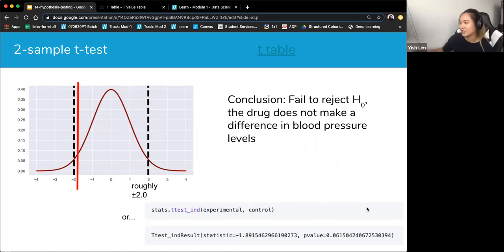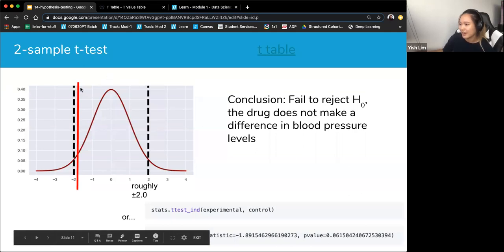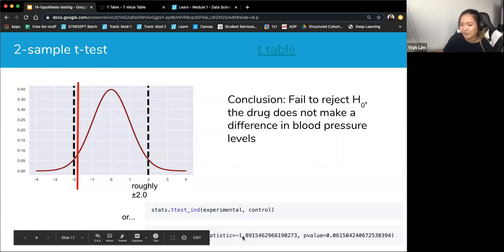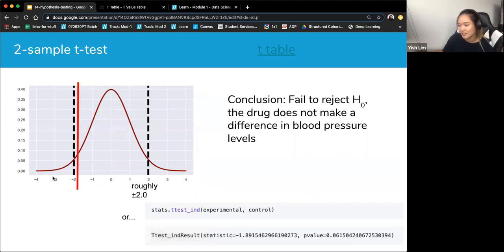Yeah, for sure. So on this graph, a test statistic of negative 1.89 has a p-value of 0.06. That means that the area under this graph up to this bright red line is 0.06. And so that just puts it in the region where we would fail to reject the null hypothesis. Does that answer your question?